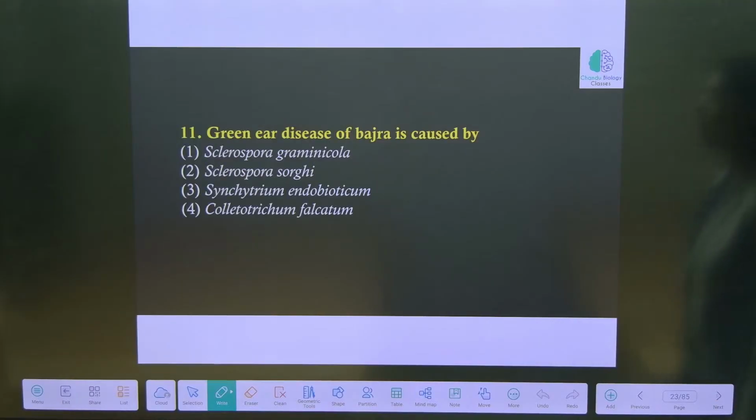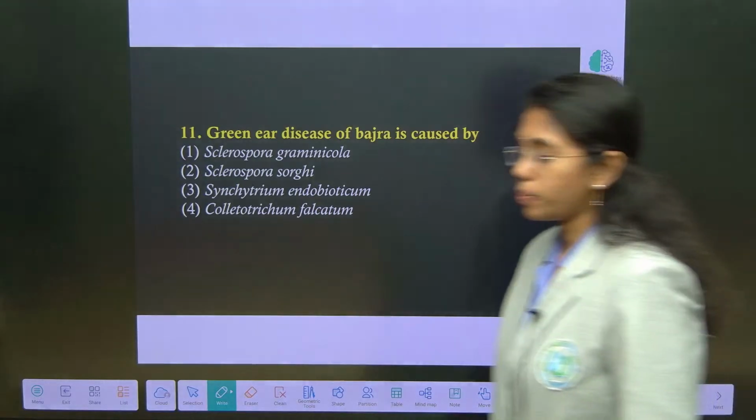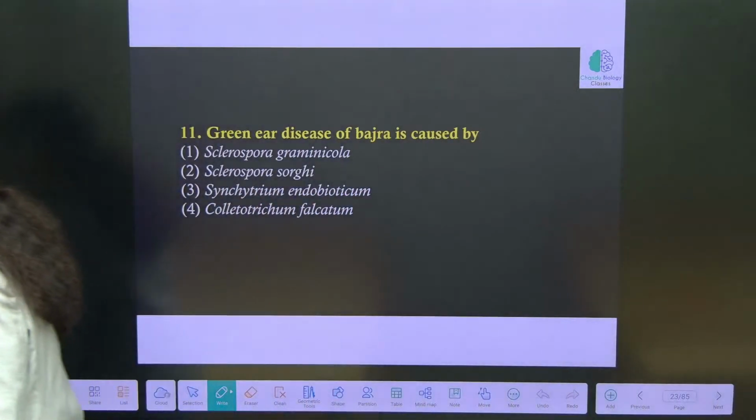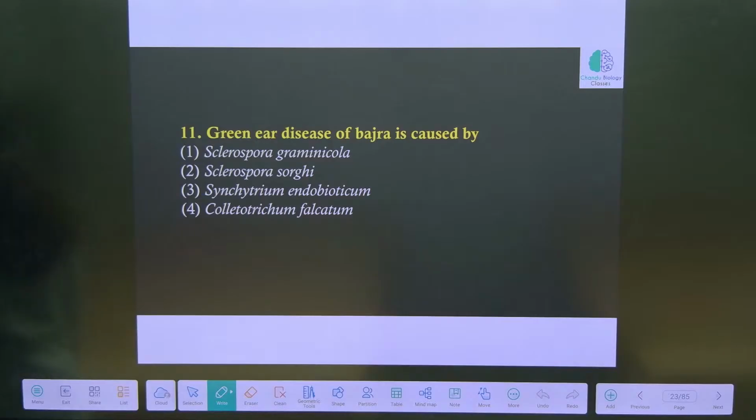Green ear disease of Bajra is caused by? Green ear disease of Bajra. Go through the question carefully.